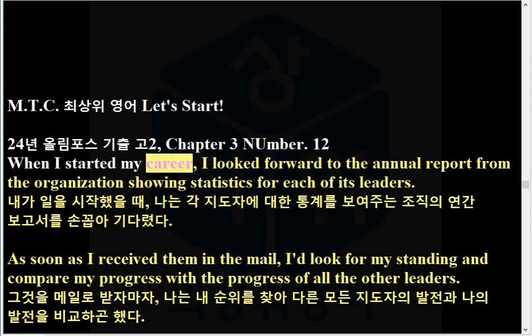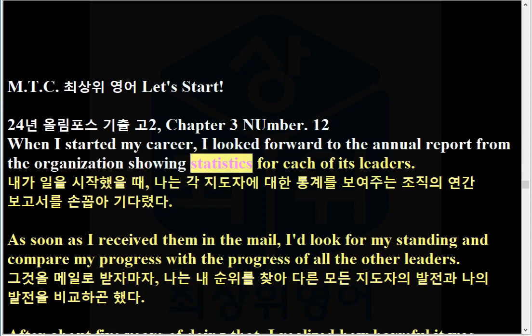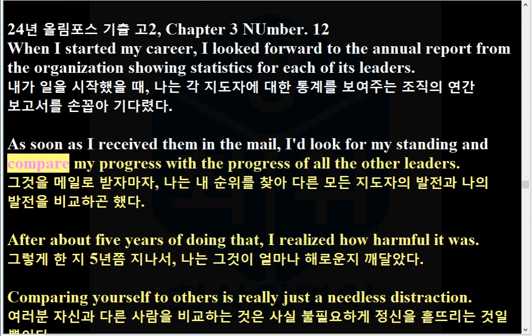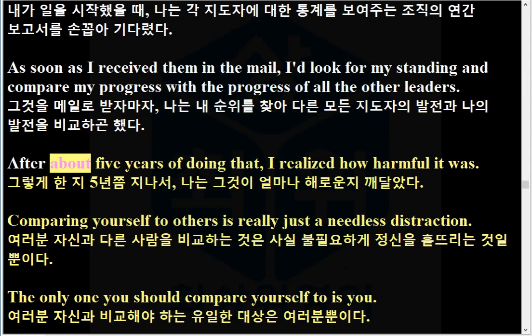When I started my career, I looked forward to the annual report from the organization showing statistics for each of its leaders. As soon as I received them in the mail, I'd look for my standing and compare my progress with the progress of all the other leaders. After about 5 years of doing that, I realized how harmful it was.